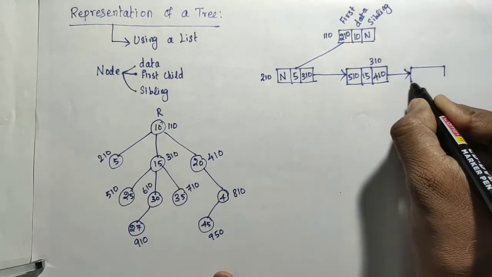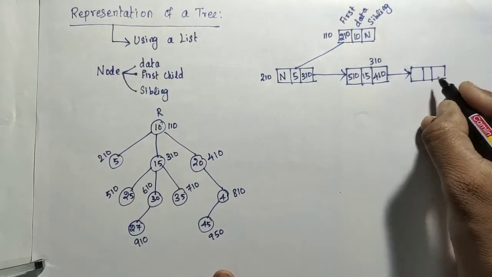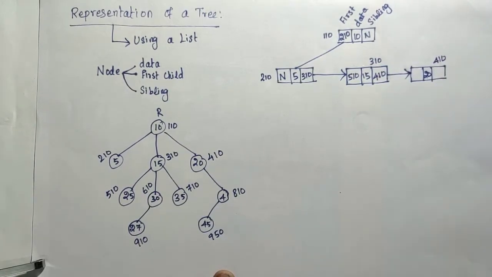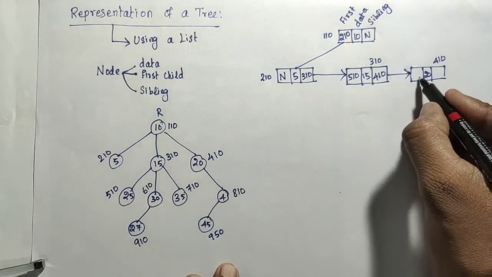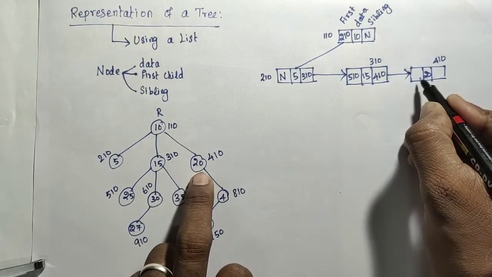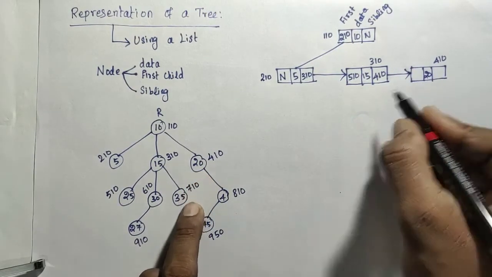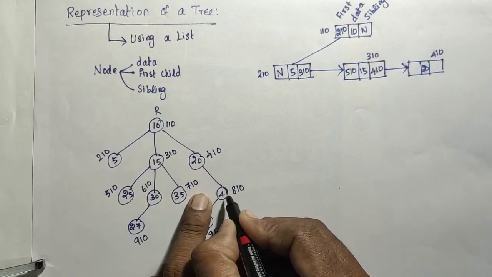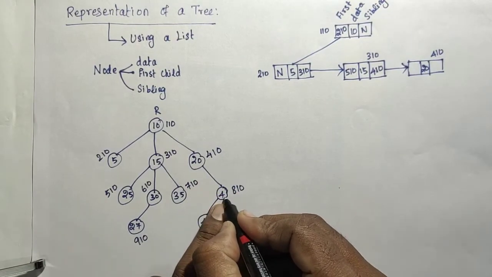The next sibling. So 20, this address is 410. And here, who is the first child for the 20? Don't say that there is no first child. Only one child is there for the 20. That child is what? 4.